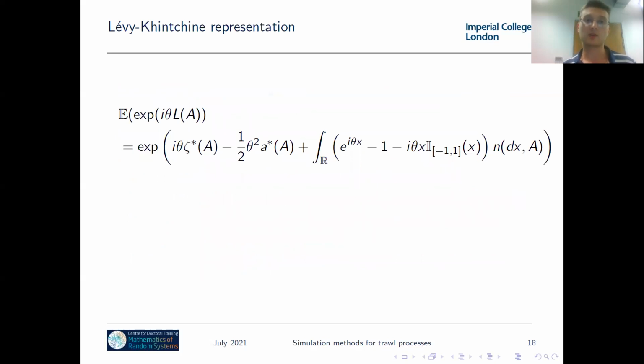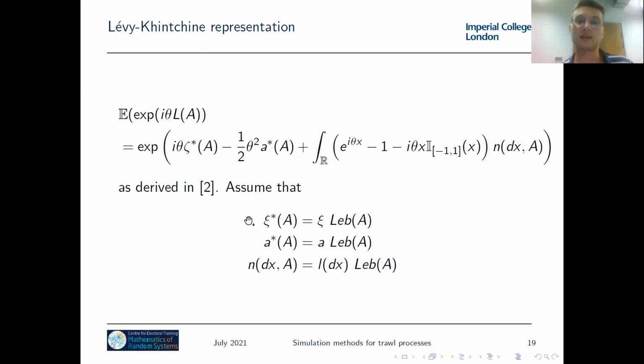We have the following generalization of the Levy-Khintchine representation to Levy bases. The only difference being now that psi, a-star, and nu depend on A, which is to be expected since we are computing the characteristic function of L(A). In the following, we make the simplifying assumption that psi, a-star, and nu scale with the Lebesgue measure of A.